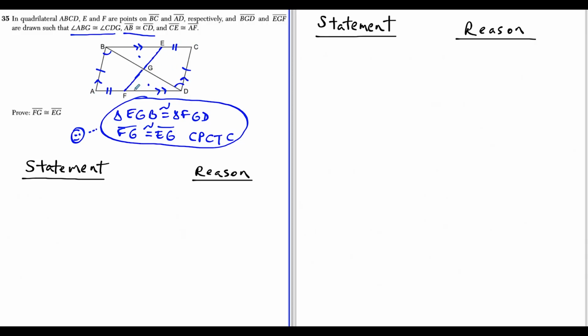And now that these lines are parallel, we could say that alternate interior angles formed over here are congruent as well. So this angle is going to be congruent to this angle. And I can already see where this is going. BC is congruent to AD, which means if these two segments are the same, then the differences are going to be congruent as well. So this side BE is congruent to side FD.